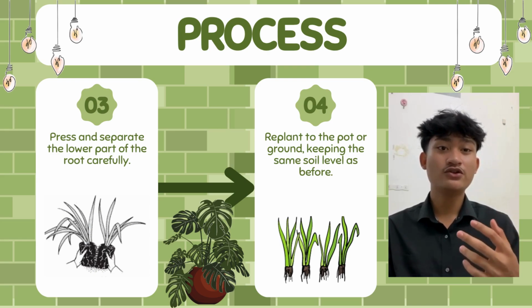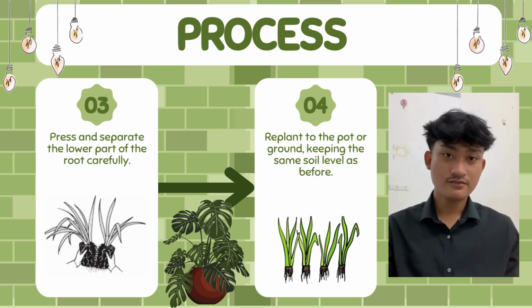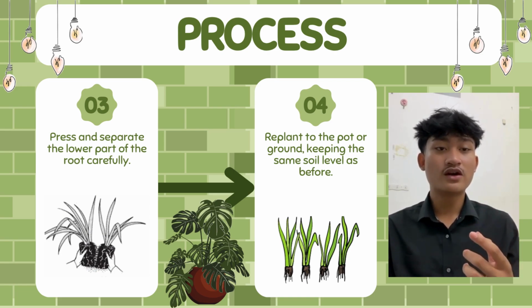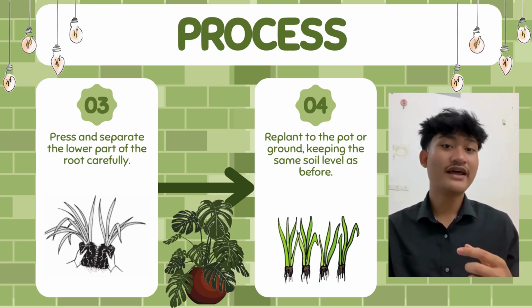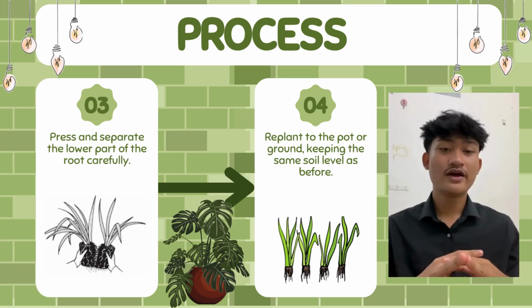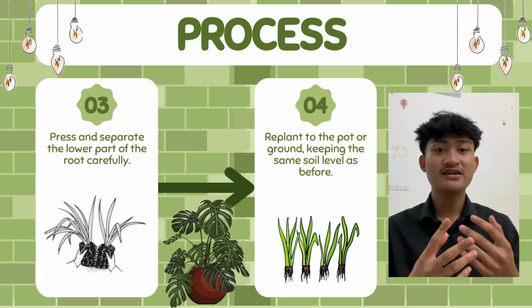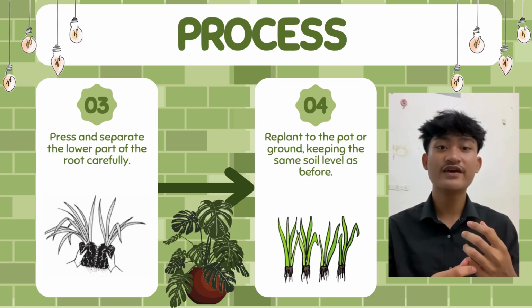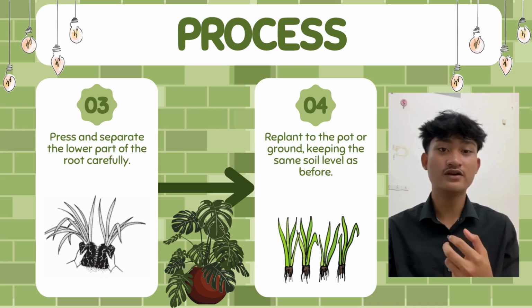Next, we move on to step 4. On step 4, we should replant to the pot or ground keeping the same soil level as before, because it ensures stability and strong growth, and keeping the plant at its original soil level helps it stay upright and prevents it from leaning or falling over.